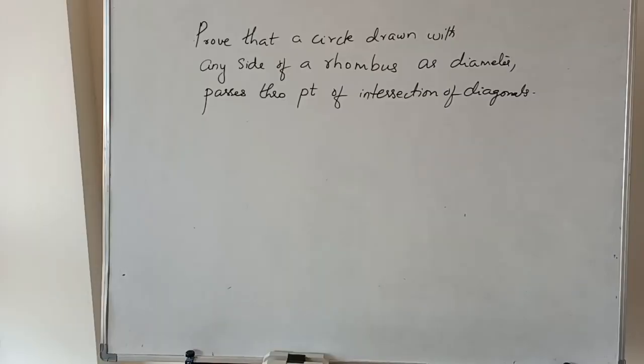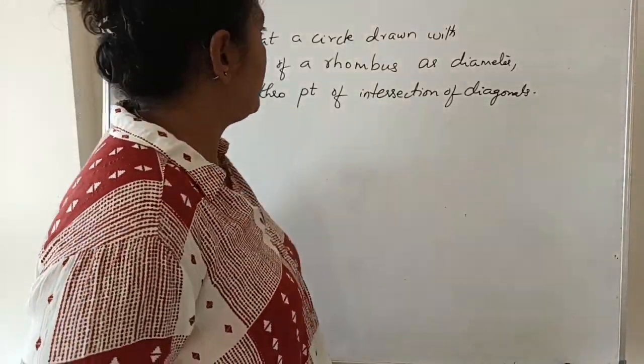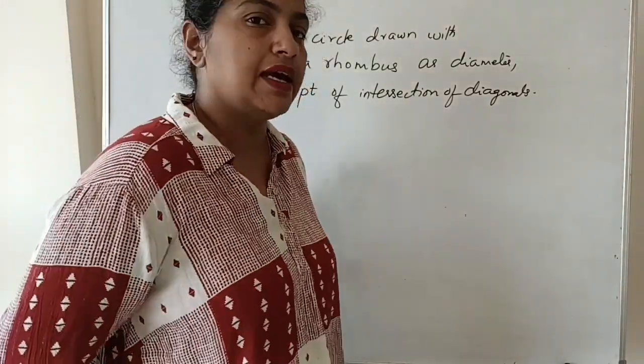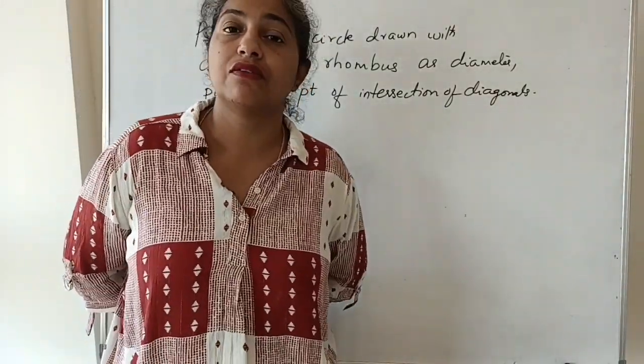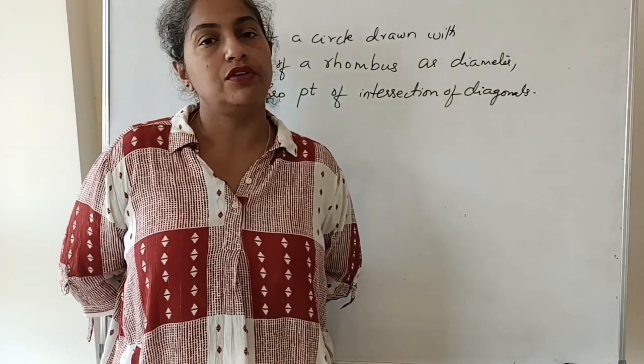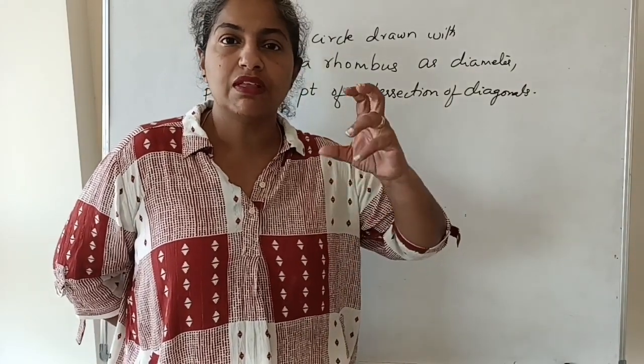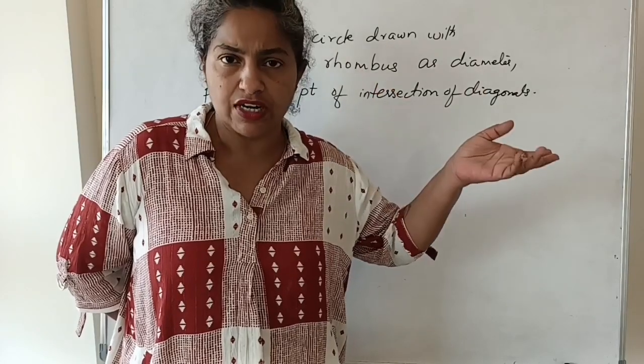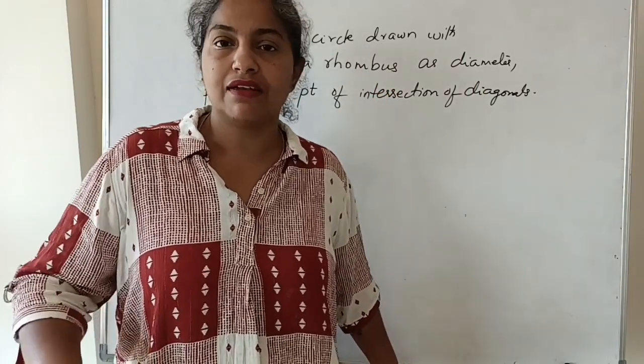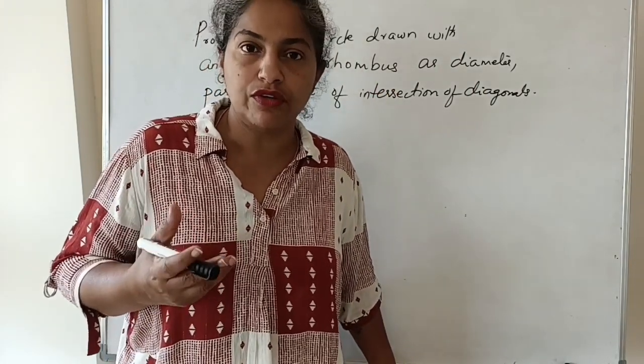Prove that a circle drawn with any side of a rhombus as the diameter passes through the point of intersection of the diagonals. So we have a rhombus. Halfway or a part of the rhombus is inside the circle. The circle is also passing through the intersection of the diagonals of the rhombus is what we need to prove. Since it is given to be a particular shape, a rhombus, not just a random quadrilateral, the properties of a rhombus, let us revise it or go through it once more.